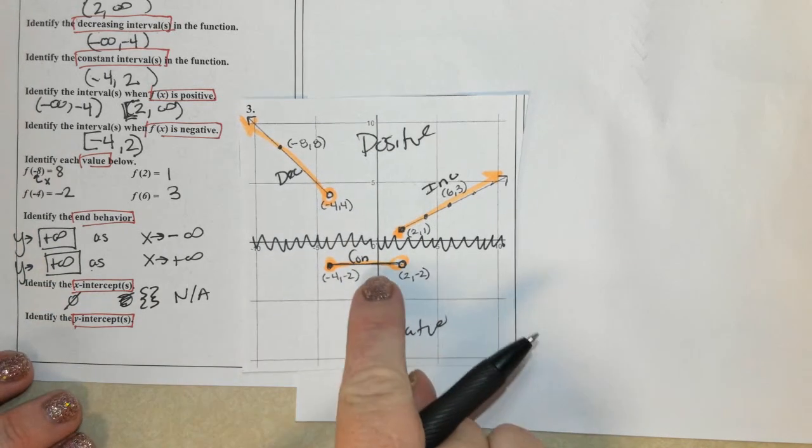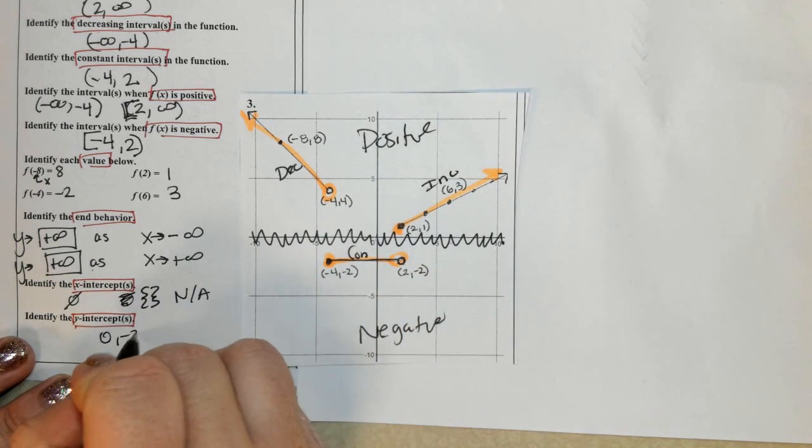Y-intercept, there is 1 right here, and it is at (0, -2). It's a little hard to see.